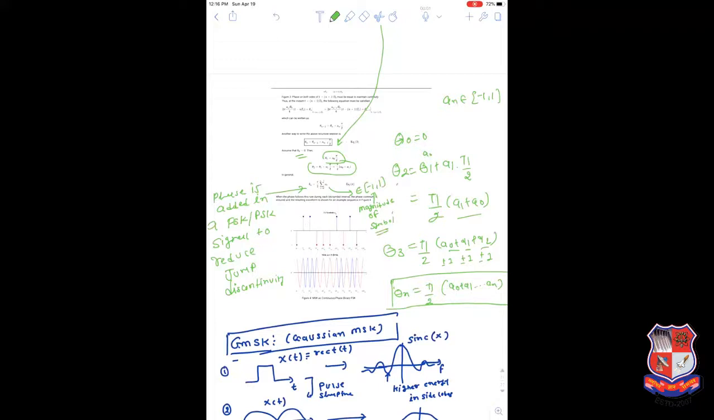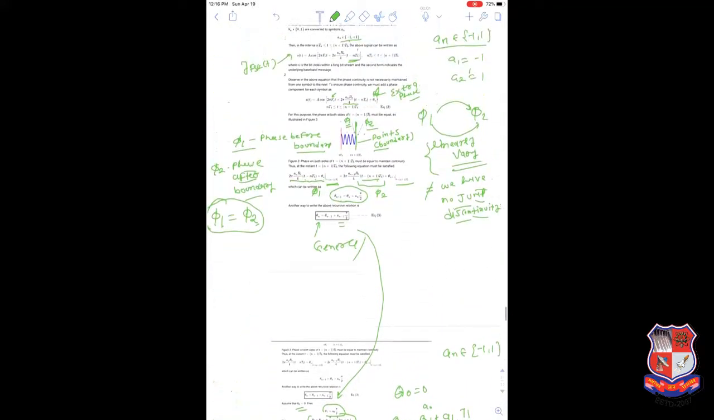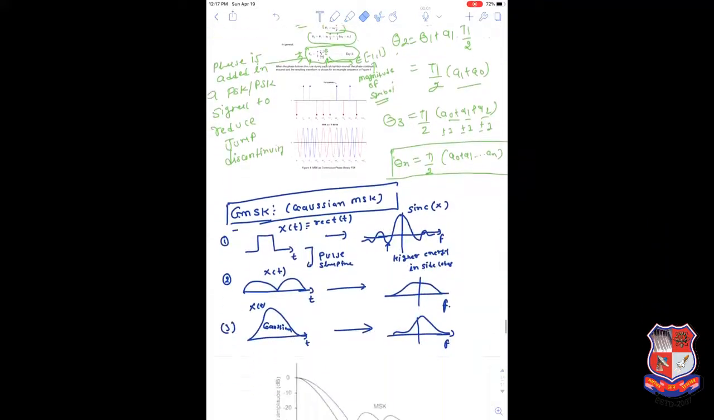So if you have memory in your system, and you store all the previous values, and at time n you add all the n minus 1 previous symbol values a_i and then multiply with pi by 2 to convert to a phase, then you have a new phase theta n. This new phase theta n is added in your symbol, so that the signals represented over here have a very small amount of intercarrier interference.